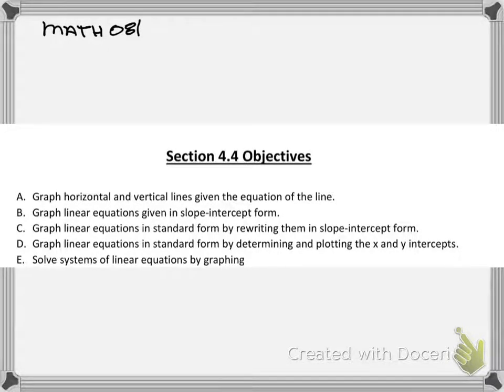Welcome to this video. In my previous video, I taught you how to graph horizontal and vertical lines given the equation of the line. In this video, we will learn how to graph linear equations that are being given in slope-intercept form. So let's get started.